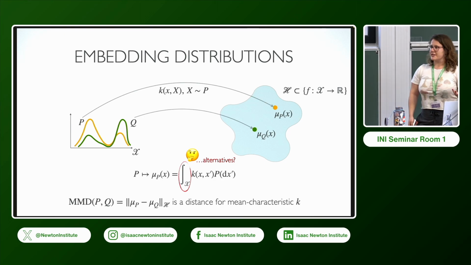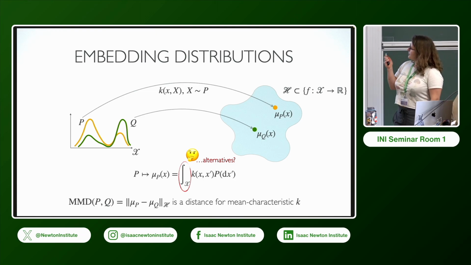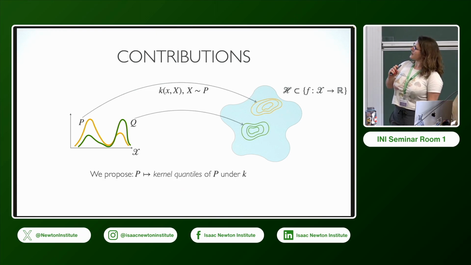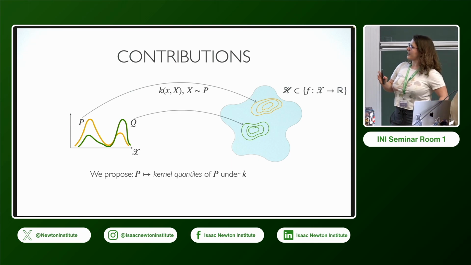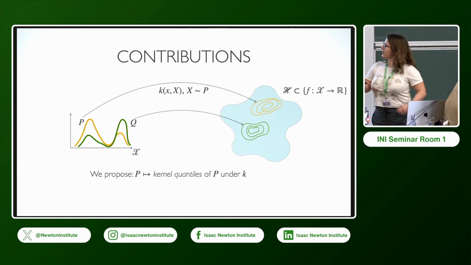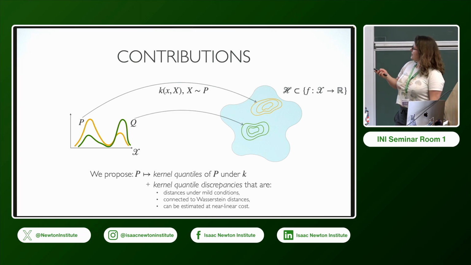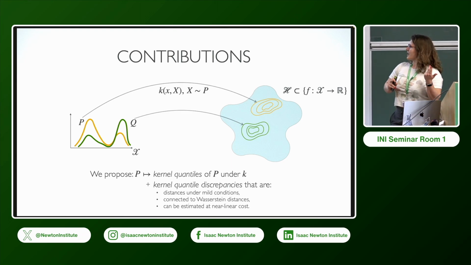But this gap has started being addressed recently, where people looked at cumulants and variances and medians. We basically contribute to this line of research and propose representing distributions with a construct that we call kernel quantiles of P under kernel k, and I will go explicitly into what we mean by kernel quantiles. And based on these kernel quantiles, we suggest kernel quantile discrepancies that can be used to compare distributions, that are distances under mild conditions, that are connected, or rather collapse in a certain setting, to Wasserstein distances, and can be estimated at near linear cost.